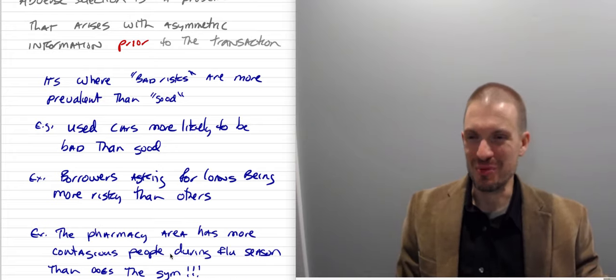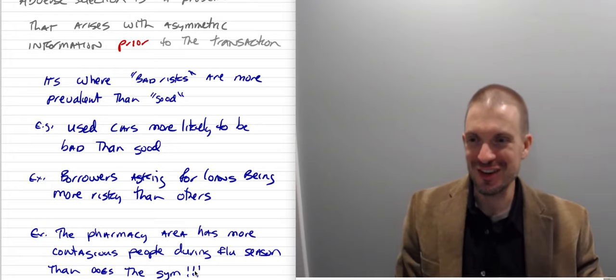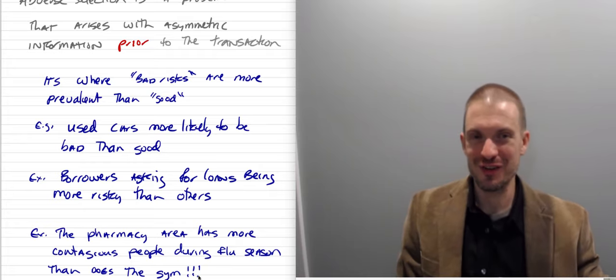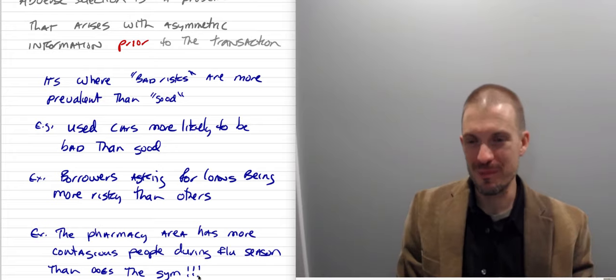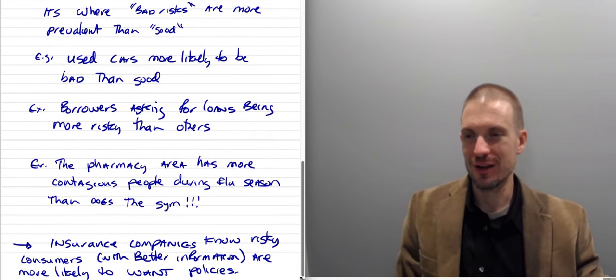Here's a more practical example. In terms of driving home the idea of bad selection, the pharmacy area has way more contagious people during flu season than does the gym, right? Adverse selection. So there's more bad risks around one particular area than another. It's exactly adverse selection, bad selection, right?